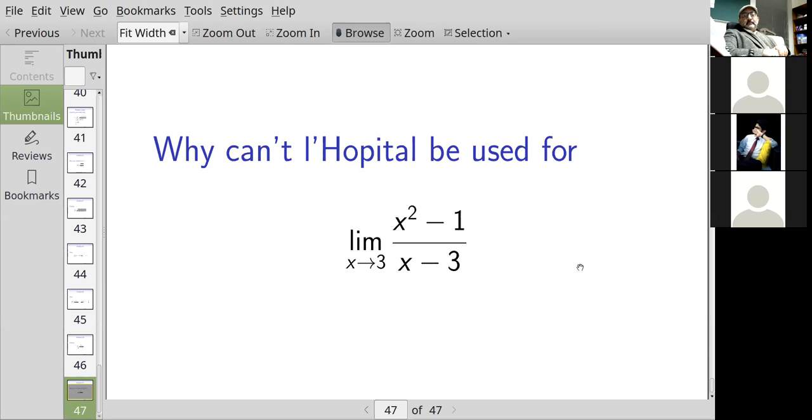Sir, this 8 by 0, we have 0 in the denominator, and won't it give a math error? Yeah. But the question here is why can L'Hopital not be used for this problem? And the answer is that substitution does not give you one of the two forms that L'Hopital's rule can be used with.